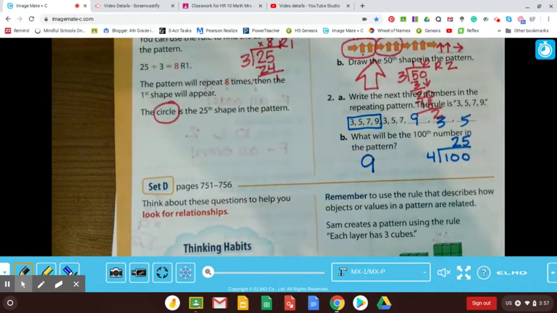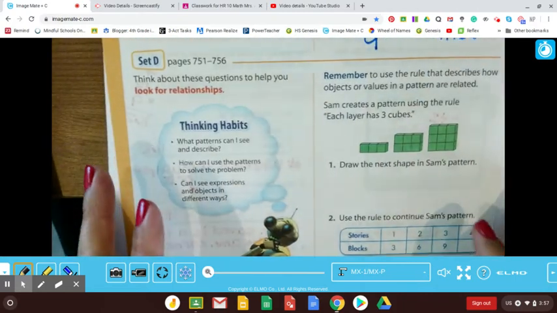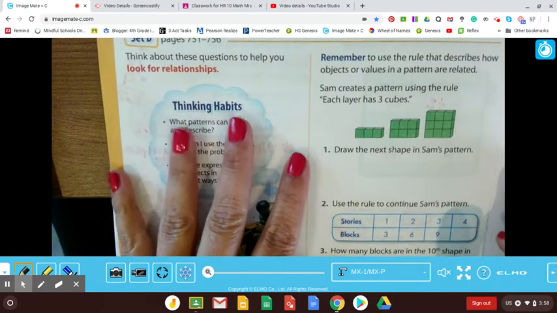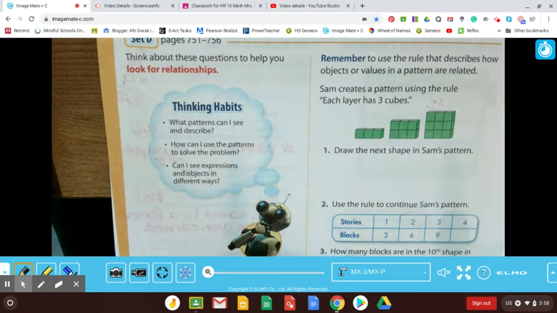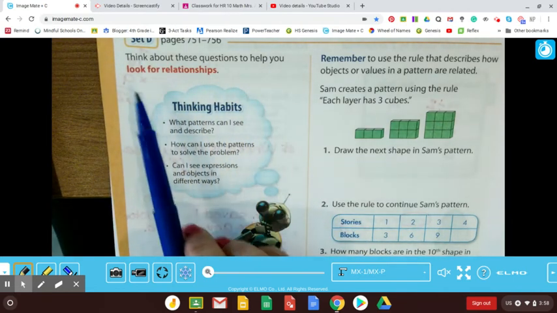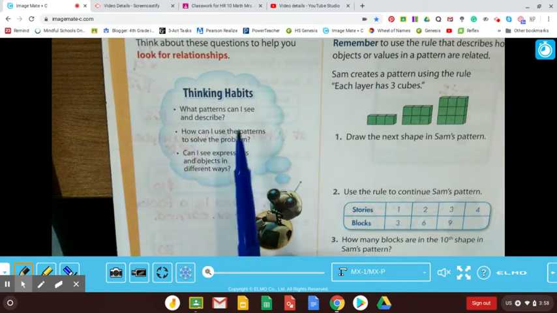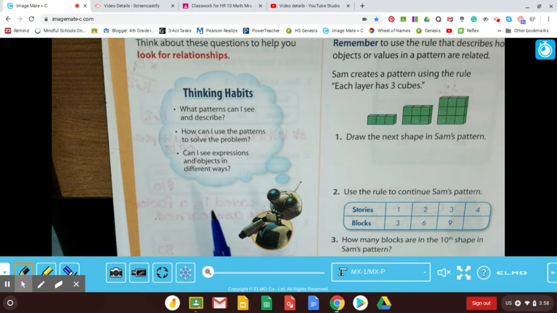Okay, and finally, this is the page that would normally go with that lesson that we skipped, but I think it's worth going over briefly. It says, think about these questions to help you look for relationships. What patterns can I see and describe? How can I use the patterns to solve the problem? And can I see expressions and objects in different ways?